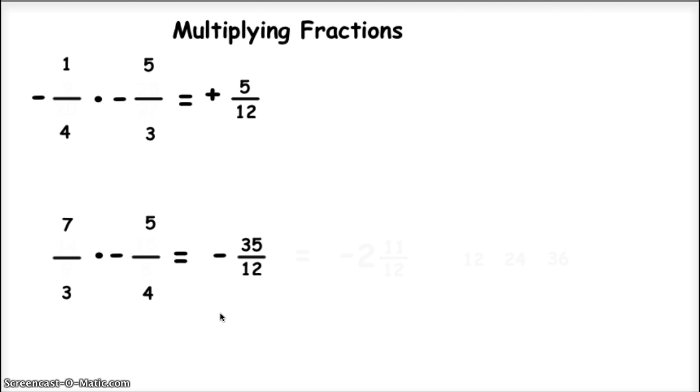The only problem with this answer is it is an improper fraction, so I have to change that back to a mixed number. The way I do that is I ask how many times does 12 go into 35? Well, 1 12 is 12, 2 12s is 24, and 3 12s is 36. So 12 goes into 35 2 full times, and then I have 11 remaining 12ths. Since my first answer was negative, this answer is going to be negative also. So the answer for this problem is negative 2 and 11/12.